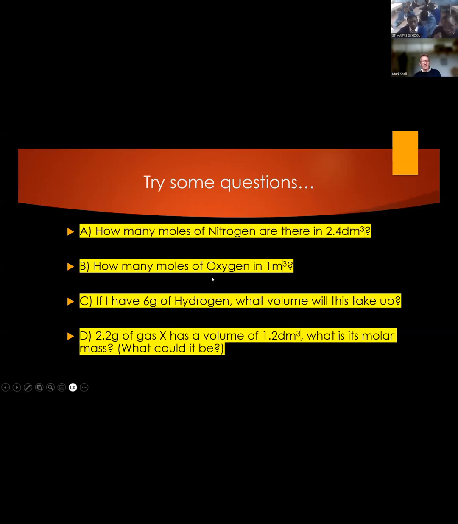Here are 4 questions. Have a go at any one. They are getting more difficult. So if you are finding this difficult, have a go at number 1. If you think you're quite good, do number 2. Number 3C is more difficult, and the most difficult is part D. But have a go. Have a go at any one of them.